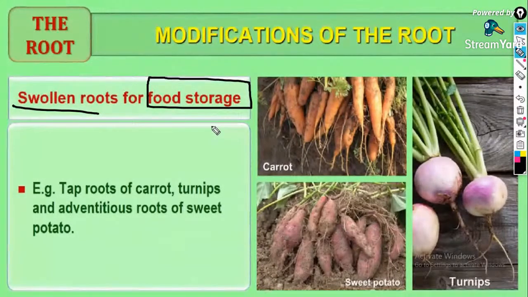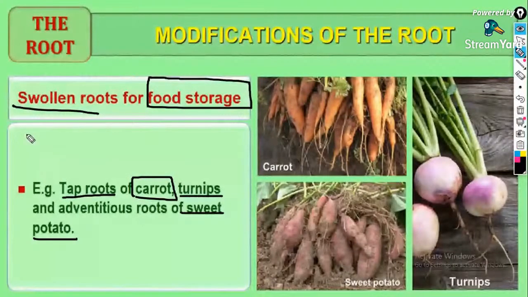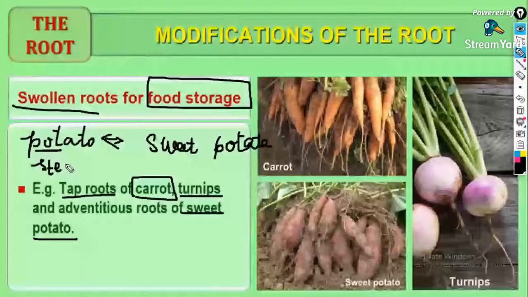Okay. For example, tap roots of carrot. Guys, you have to study carrot, turnip, sweet potato. What is the difference between potato and sweet potato? The difference is generally asked for your NEET exam. Potato comes under the category stem, even though we obtain it from under the soil. They are modified stems. Sweet potato is a modified root.